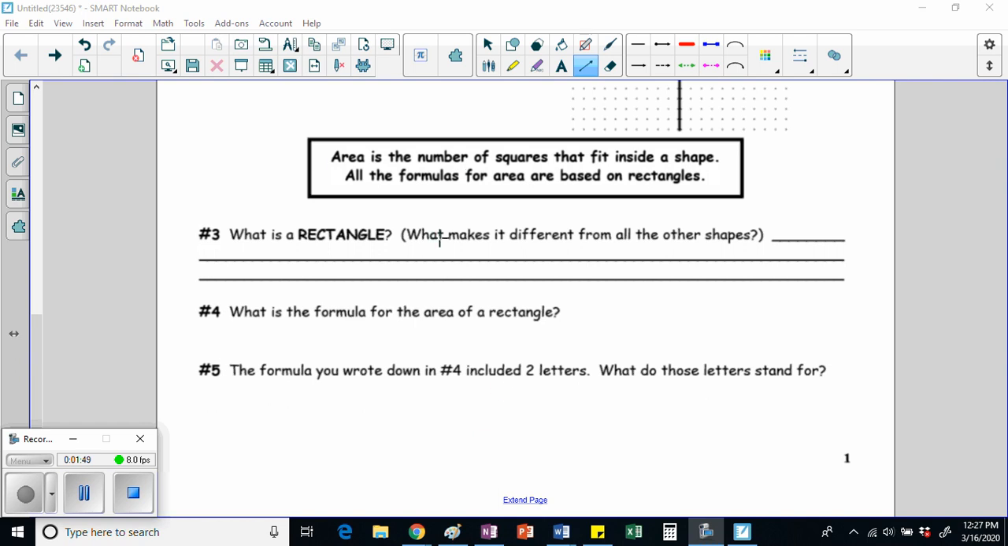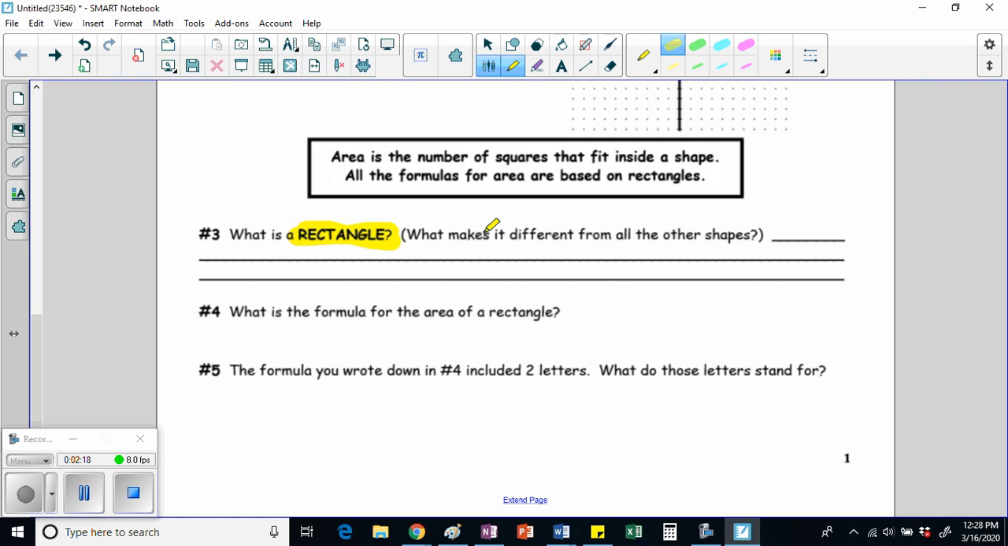Then on the bottom of this page, we're going to talk about specific shapes, and everything is based on rectangles for this class. In fact, not just this class, but all geometry. When we talk about area, it's based on rectangles. When we talk about other shapes, we'll simply discuss how those shapes are related to rectangles and change our rectangle formula to adapt for triangles or parallelograms or whatever the other shape is. We'll figure out a formula for its area by figuring out how it's different from a rectangle.